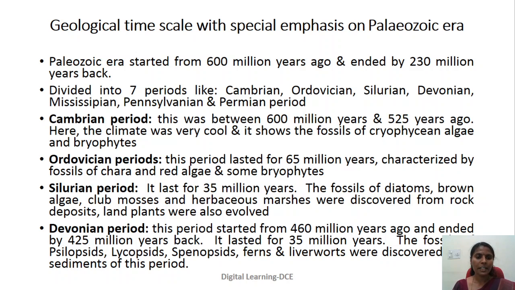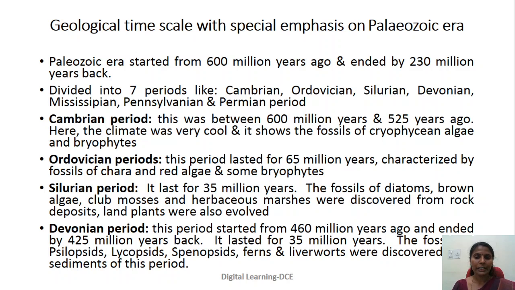which is followed by Ordovician period. This period lasted for 65 million years and is characterized by the fossils of Chara and red algae along with some bryophytes. Silurian period lasts for 35 million years. The fossils of diatoms, brown algae, club mosses and herbaceous mosses were discovered in the deposits of rocks. Land plants were also evolved during Silurian period, which is followed by Devonian period. This period started from 460 million years ago and ended by 425 million years back.